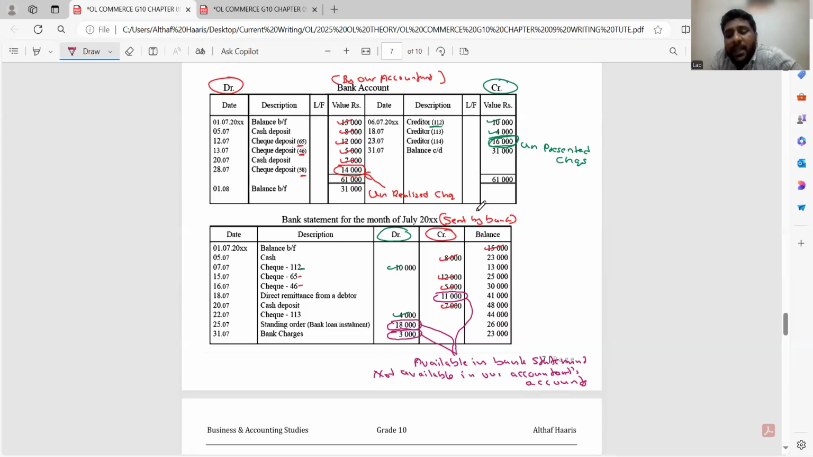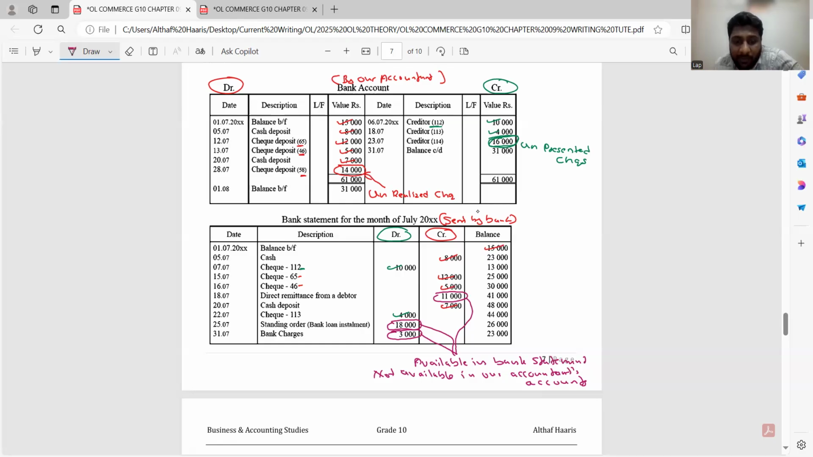Then everyone tell me, people, our accountant didn't know about how many transactions? Our accountant missed how many transactions? Our accountant missed 3 transactions. Our accountant didn't know about 3 transactions. What are the 3 transactions, people?